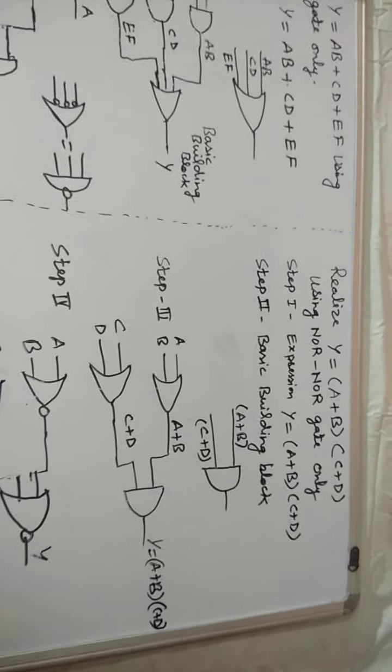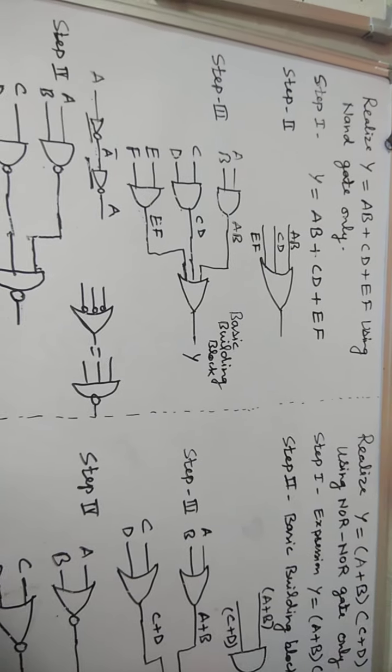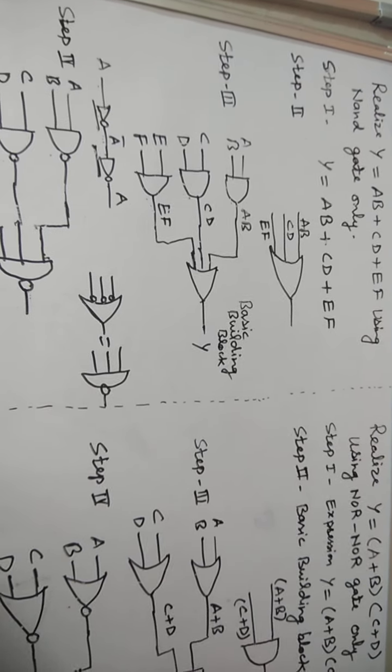The whole expression becomes Y = (A + B)(C + D) using NOR gate only, and we realize Y = AB + CD + EF using the NAND gate only.